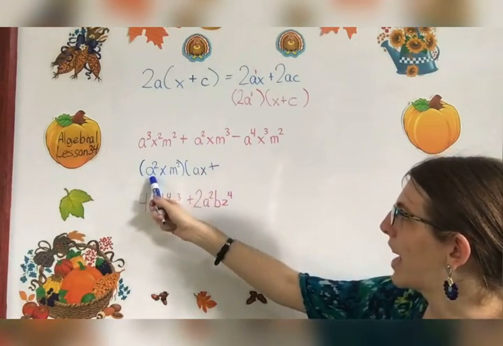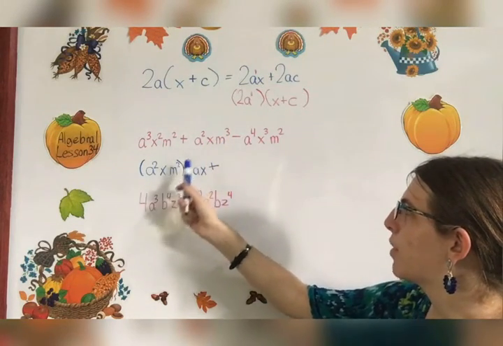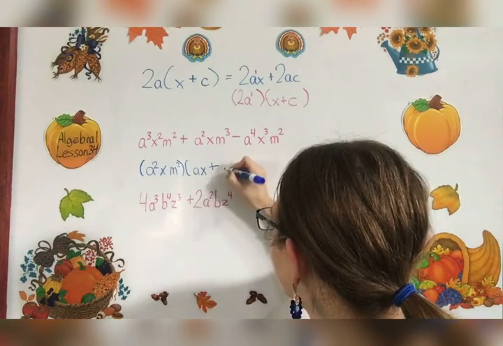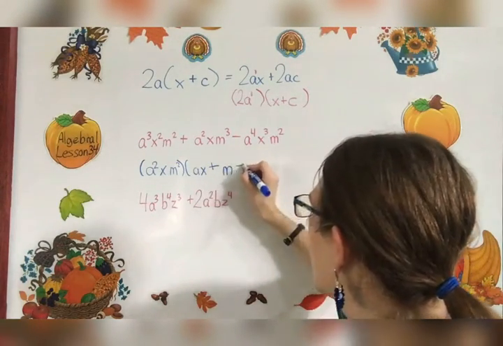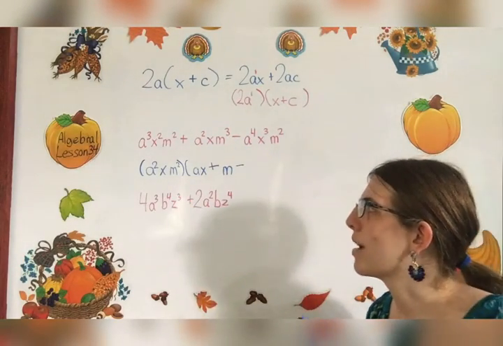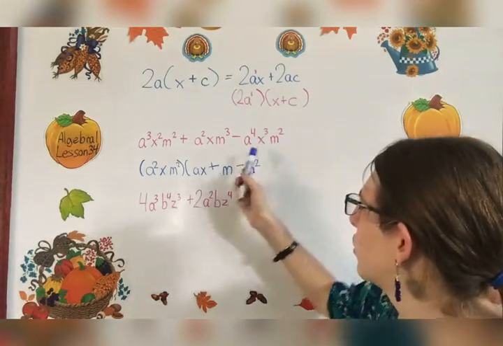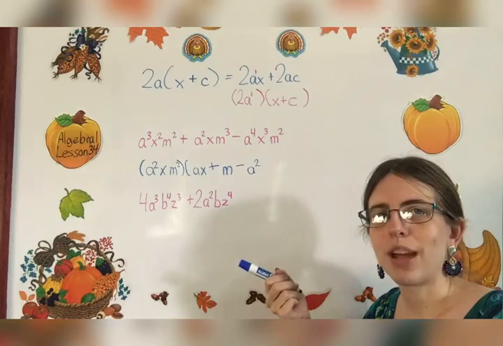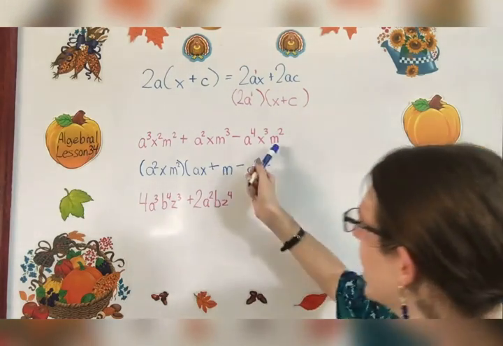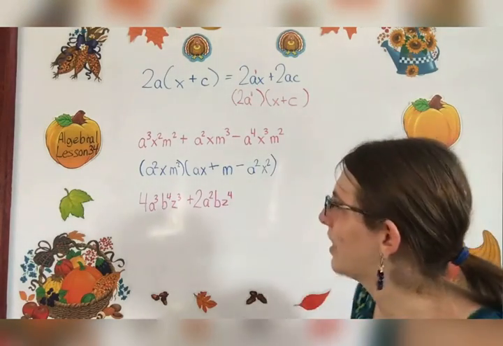a squared divided by a squared cancels out. x divided by x cancels out. m cubed divided by m squared, 3 minus 2 is 1, so I'm left with just an m. Minus a to the fourth divided by a squared, 4 minus 2 is 2, so I have a squared. x cubed divided by x, 3 minus 1 is 2, so I have x squared. And m squared divided by m squared cancels out. So I'll close my parentheses now.